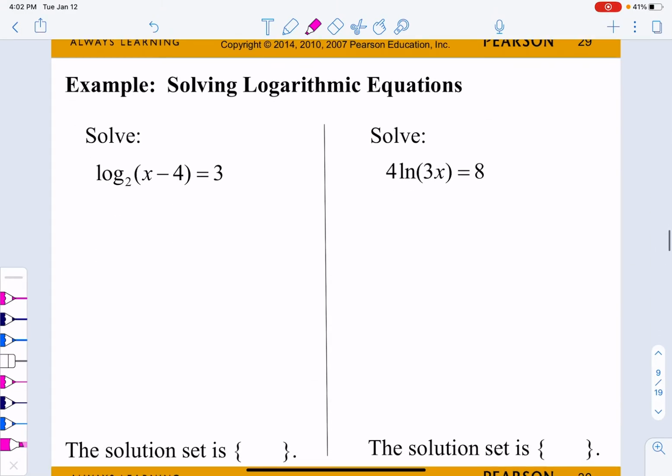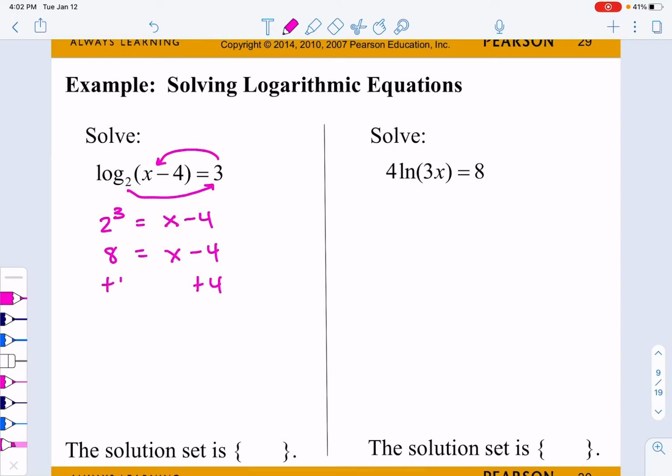So for example, it tells us to solve, we have a log base 2 of x minus 4 is equal to 3. So we're going to rewrite that in exponential form. That means we're taking 2 to the third power is equal to x minus 4. Well, 2 to the third power is 2, 4, 8. So we'd have 8 is equal to x minus 4. And we can solve easily to get x all by itself. x is equal to 12. So our solution set is 12.